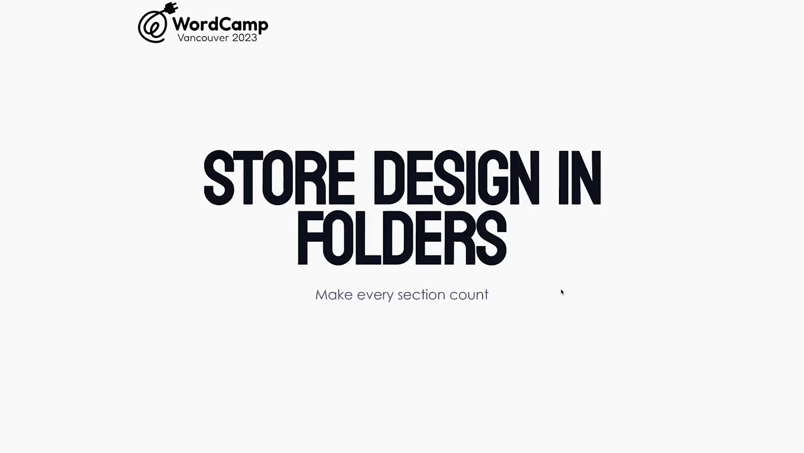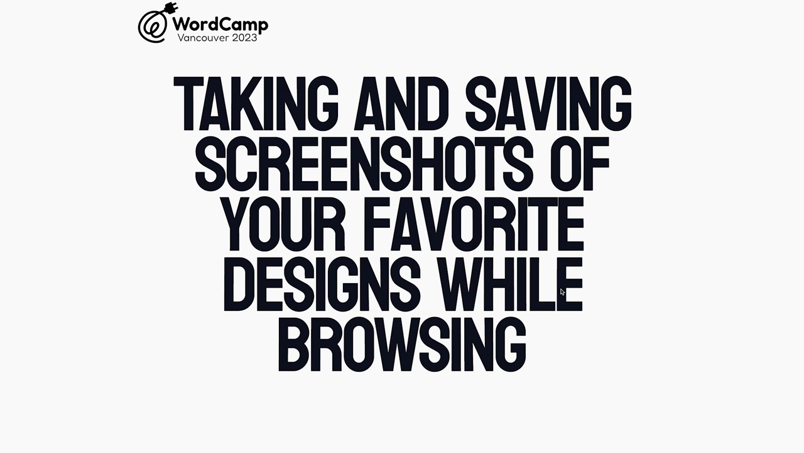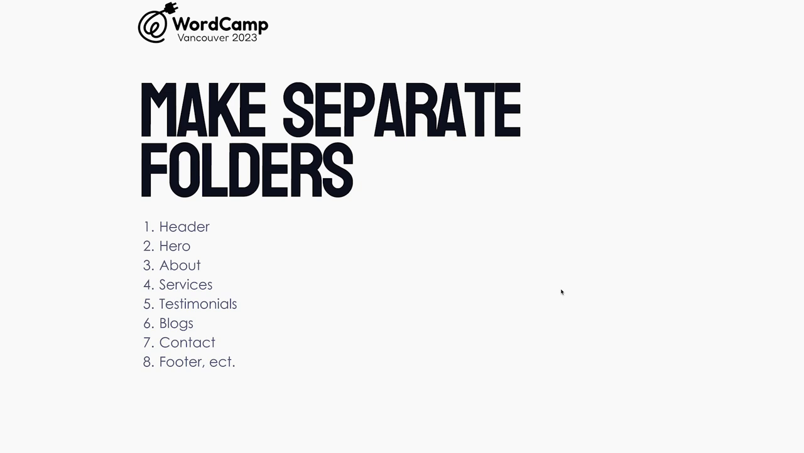So number one tip is store designs in folders. Make every section count. Make separate folders like header, hero, about, services, testimonials, blogs, contact, footer, etc. Take and save screenshots of your favorite designs while browsing. As I mentioned before, every day we watch lots of design stuff. Some of them are very pretty, some are very amazing and very useful for your upcoming project. So take screenshots of the websites or designs you visited and store them in separate folders, like the header folder, hero folder, about folder, services folder, testimonials folder, blogs folder, contact folder, footer folder, etc.